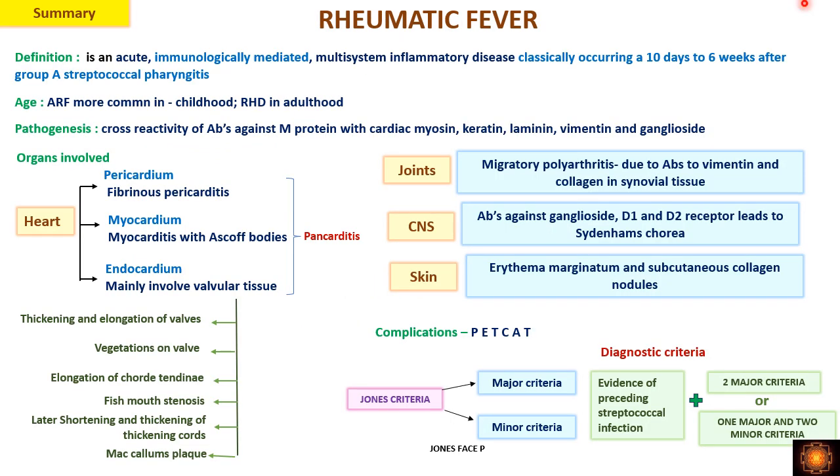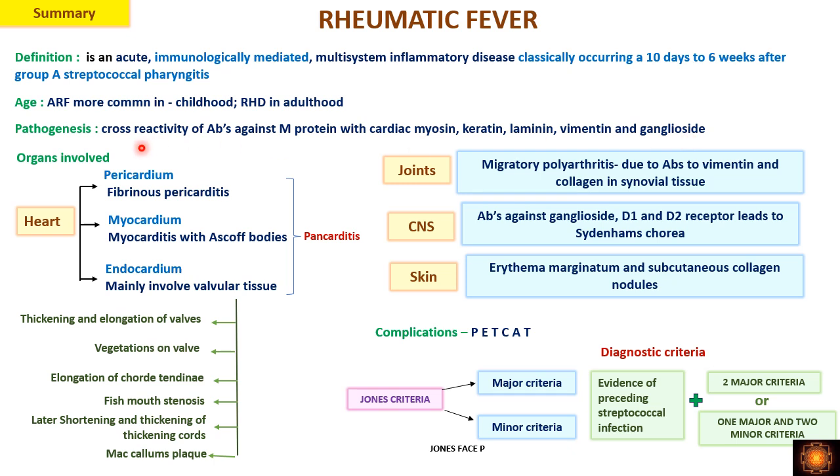When we come to the summary, first we'll see the definition. The definition is an acute immunologically mediated multisystem inflammatory disease, classically occurring 10 days to 6 weeks after pharyngitis caused by group A beta hemolytic streptococci. When we see the age group, acute rheumatic fever is more common in children, whereas chronic rheumatic heart disease is more common in adulthood. The pathogenesis is mainly because of cross reactivity of antibodies against M protein of beta hemolytic streptococci with cardiac myosin, keratin, laminin, vimentin, and gangliosides.